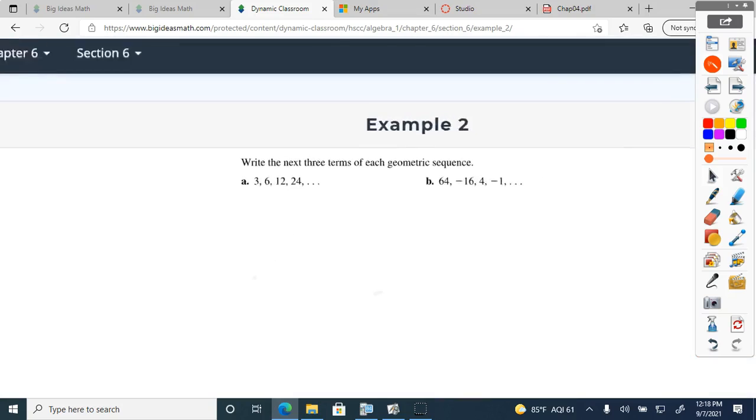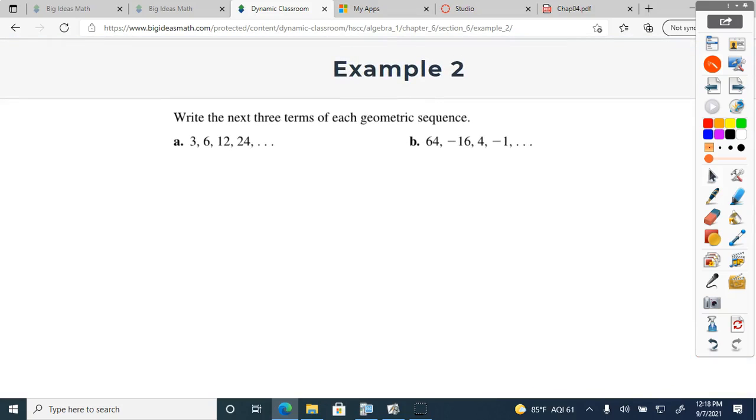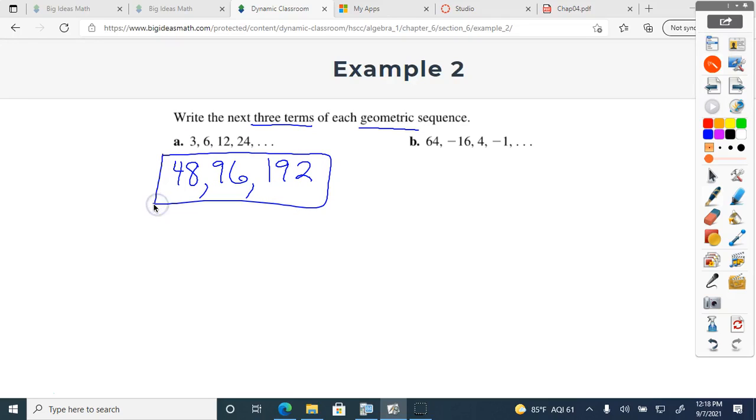Write the next 3 terms. Make it a little bigger. There we go. The next 3 terms of the geometric sequence. So we know it's geometric, which means we know they're multiplying by something to get the next thing. And we just got to find the next three. So we would leave off at 24. What are they multiplying by every time? 2. So what's 24 times 2? 48. Multiply that by 2. 96. And multiply that by 2. 192. Done. So basically all you got to do is figure out what are they multiplying by every time.